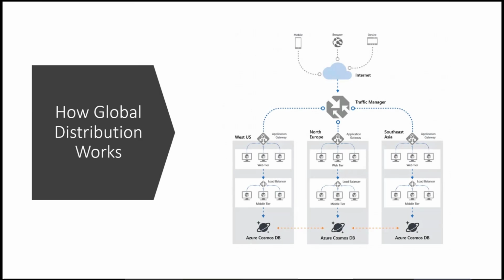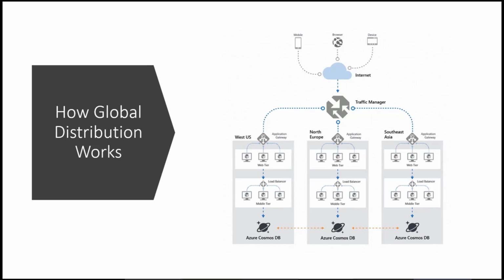Let's move on to global distribution. Today's applications are required to be highly responsive and always online. To achieve this low latency and high availability, instances of these applications need to be deployed into data centers that are as close to our users as possible. Azure Cosmos DB is a globally distributed database system that allows us to read and write data from local replicas of our database. Cosmos DB transparently replicates the data to all of the regions associated with our Cosmos DB account.